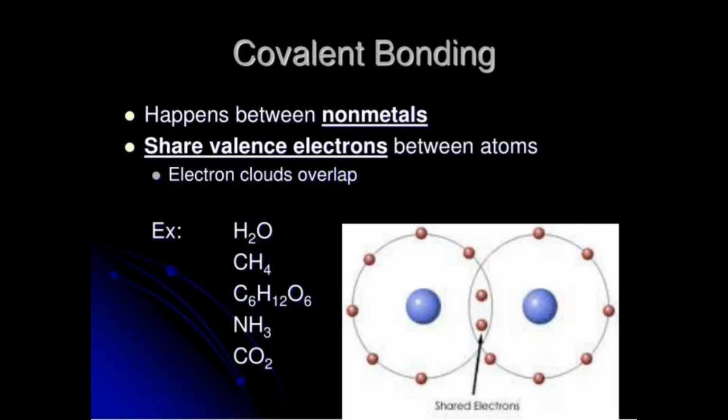When compared with ionic bonding, where electrons are transferred between metals and non-metals. In covalent bonding, electrons are shared between non-metals, and of course there is electron cloud overlap. Examples where covalent bond exists include H2O, CH4, glucose, ammonia, and CO2.